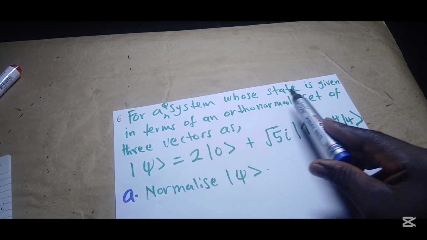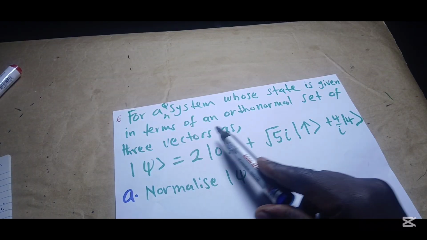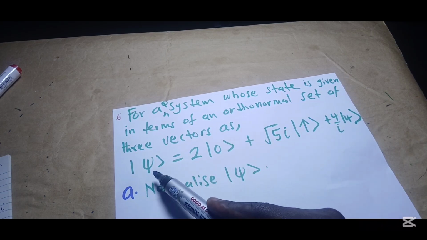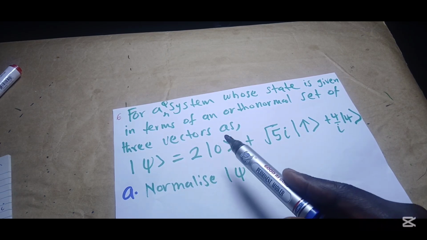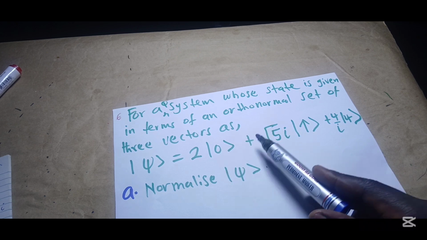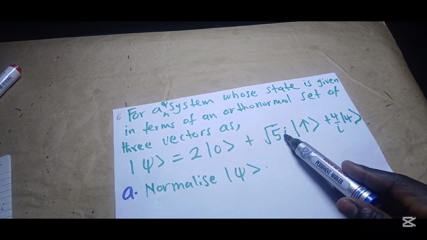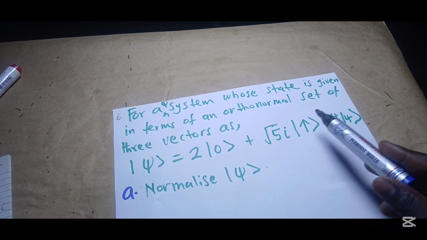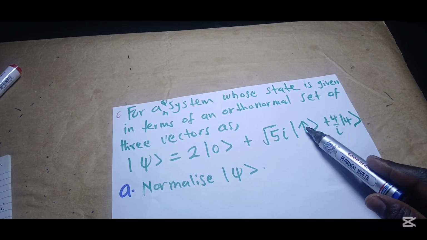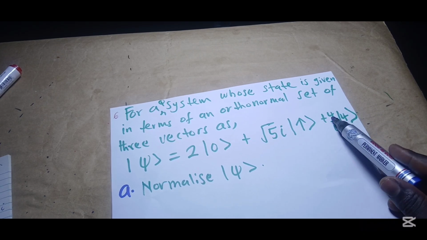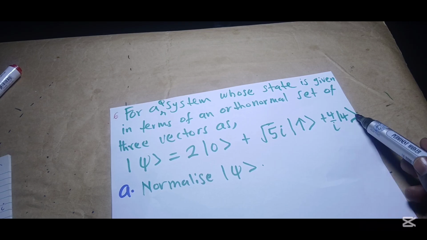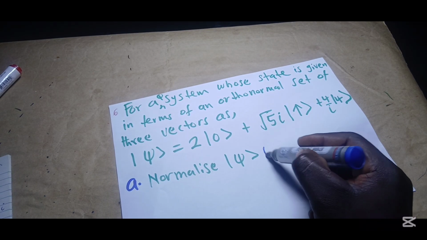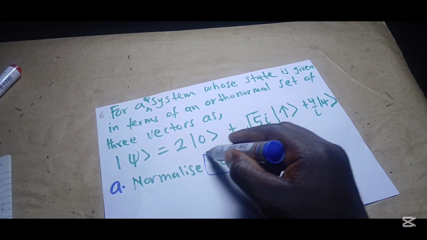For a quantum system whose state is given in terms of an orthogonal set of three vectors as psi equal 2 times ket 0 plus square root of 5i times ket spin up plus 4 over i times ket 4. So we have to normalize this state. We have to normalize it.